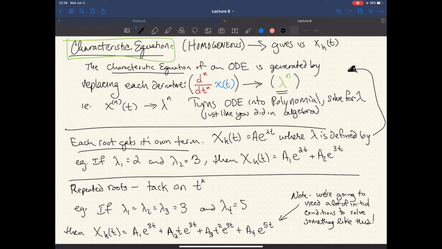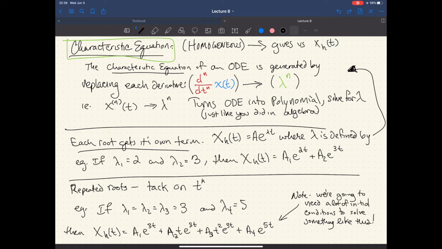So we replace these guys with lambda to the n, and this is a true exponent and not a derivative, okay, like we have here. So it turns our ODE into a polynomial. You all should know what a polynomial is by now. But we solve for lambda just like you did in algebra in like 7th or 8th grade. Each root is going to get its own term. So if I have 3 lambdas, I will have 3 terms, and it will be a1, a2, and a3.